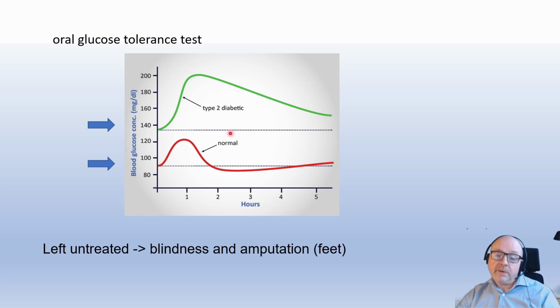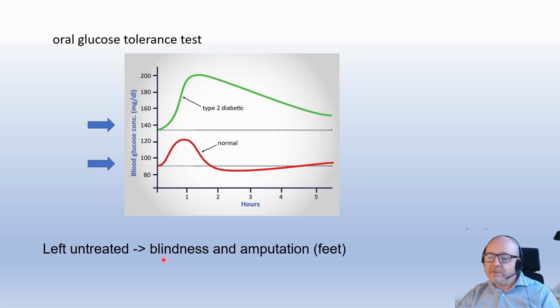If we have a person with type 2 diabetes, first of all, their basal glucose levels can already be much higher, already in a dangerous range. And then they take this shot of glucose and it spikes really high and takes longer to come down. So this is the oral glucose tolerance test, worth knowing, to recognize type 2 diabetic people compared to normal.